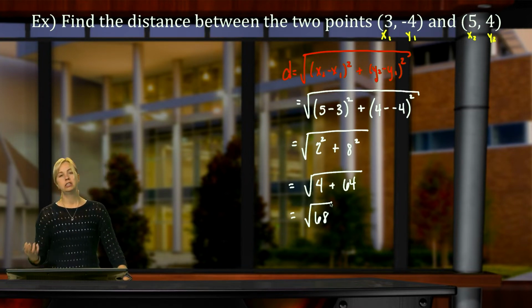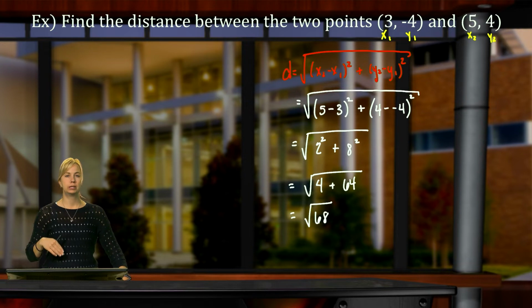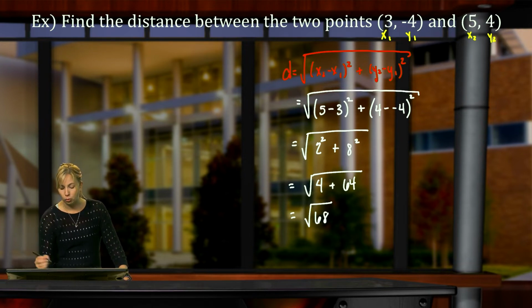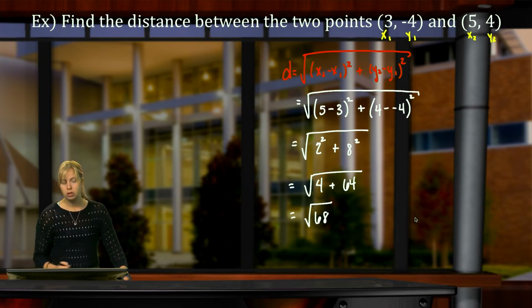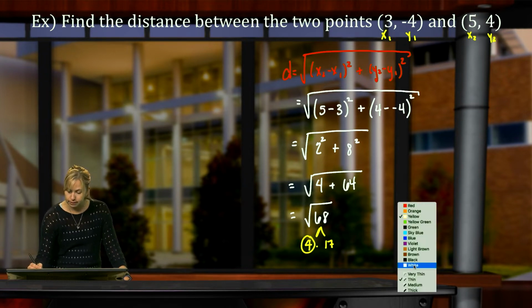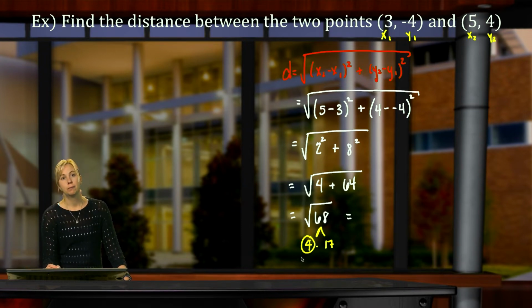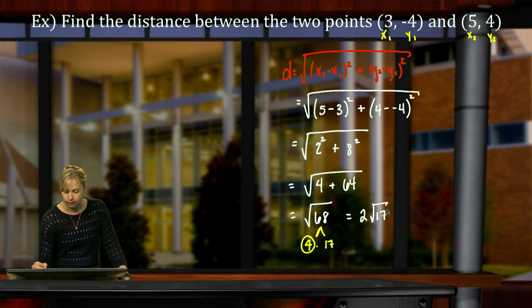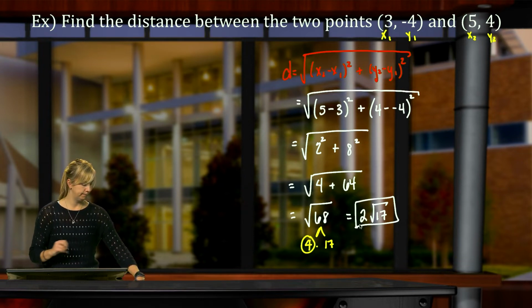Now, when we are dealing with radicals, you always want to make sure that you simplify your answer completely. Same with fractions. But with a radical, when we're simplifying this, we're looking for factors that are perfect squares. So 68 has 2 factors, 4 times 17, where 4 is a perfect square. So when I'm simplifying this radical, I can pull out the square root of 4, which is 2, and I'm left with the square root of 17, which is our final answer for our distance.